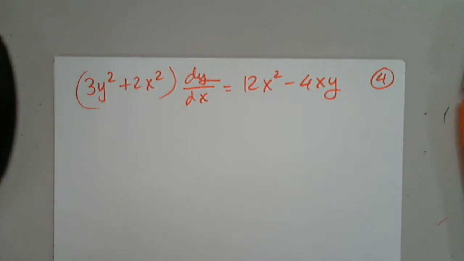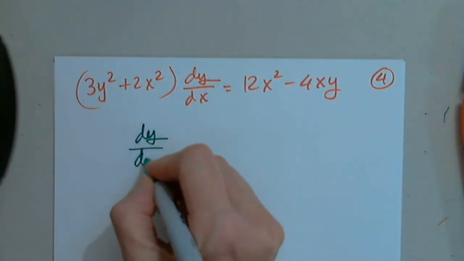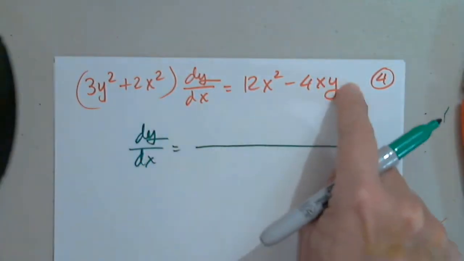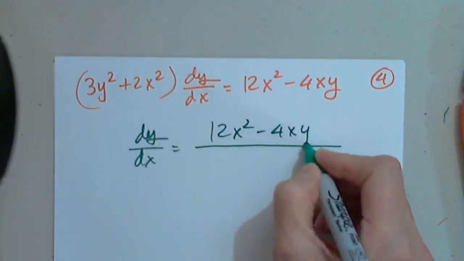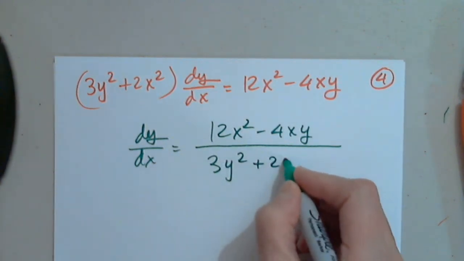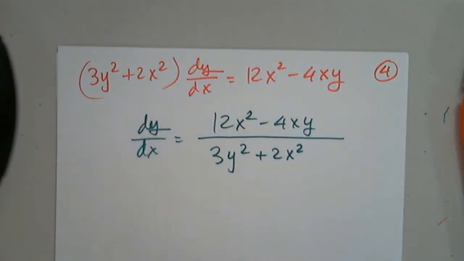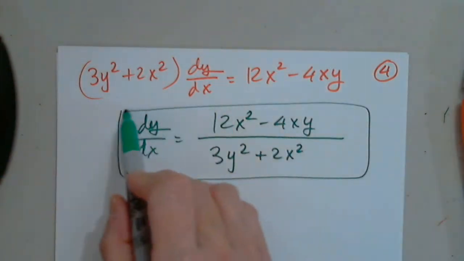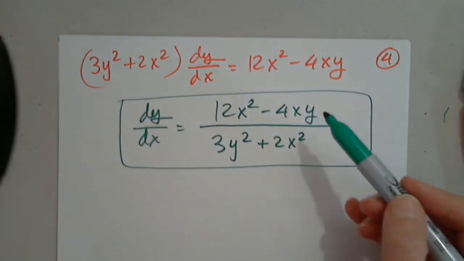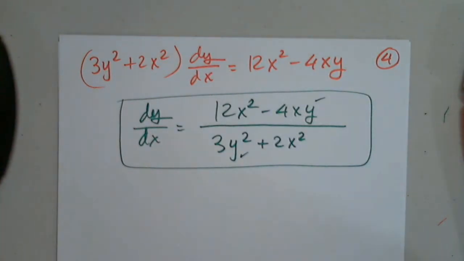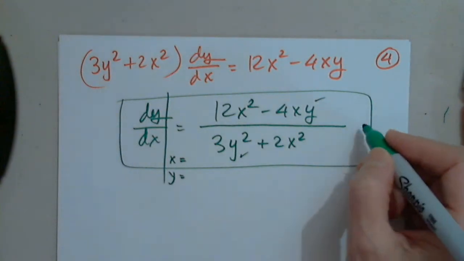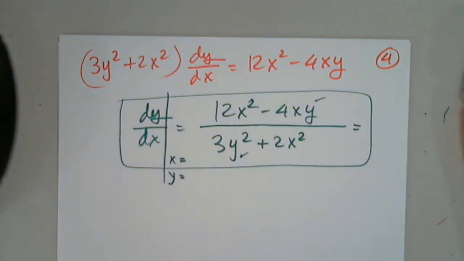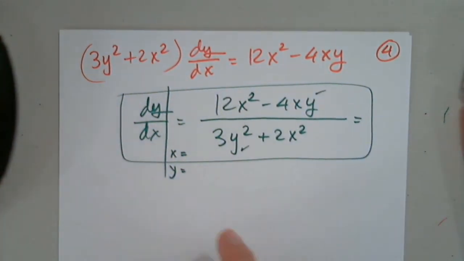You divide. Yes. dy over dx equals all this over all this. So 12x squared minus 4xy, 3y squared plus 2x squared. And now you can say, what did you accomplish? A lot. Yes, I know it has y in it. I cannot solve for y. But if you say evaluate it for x equals something and y equals something, I will be able to give you the instantaneous rate of change of the original equation at that x and y.